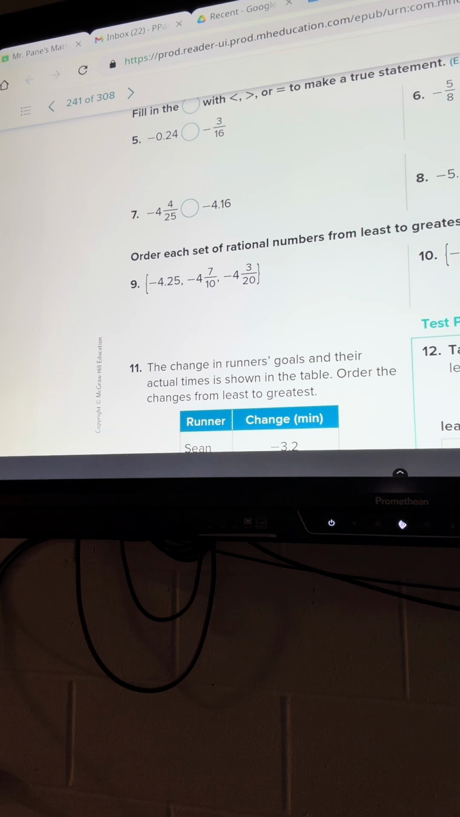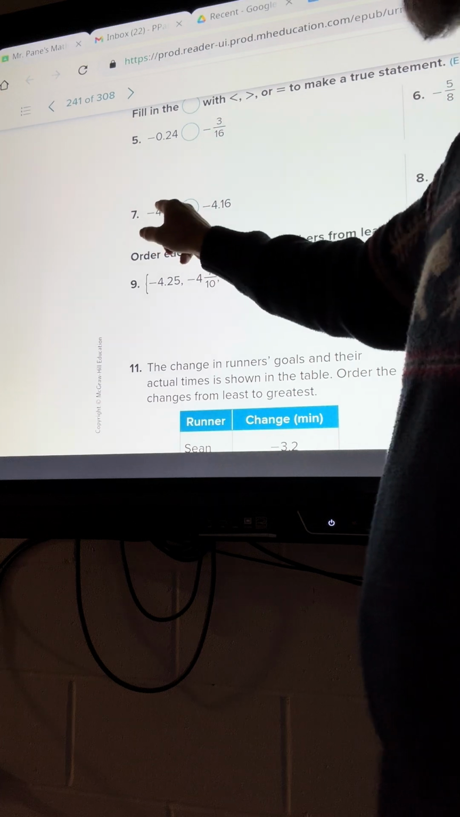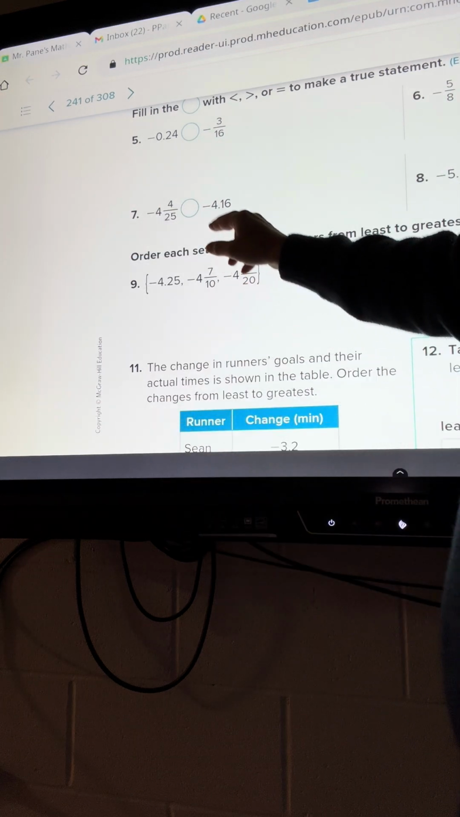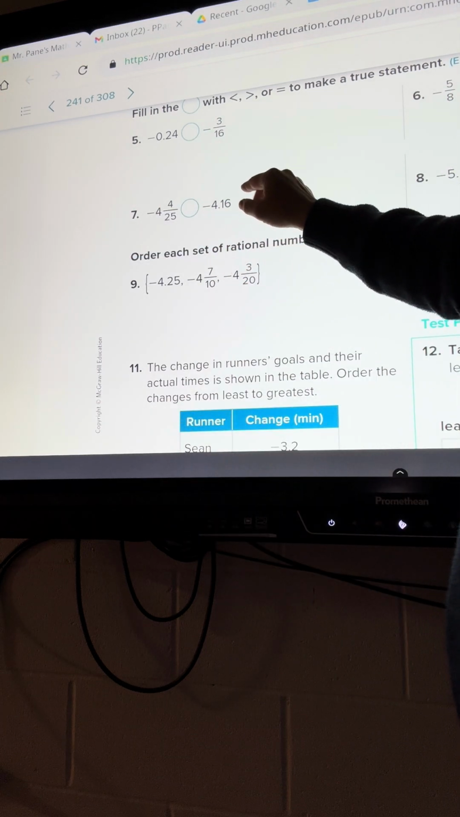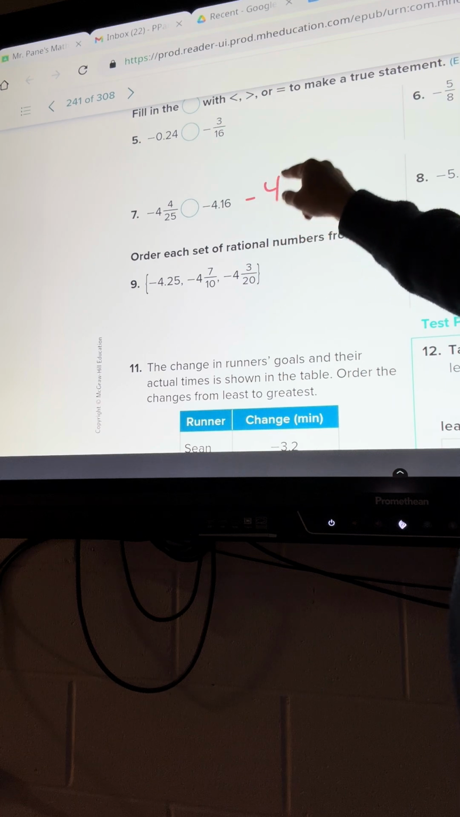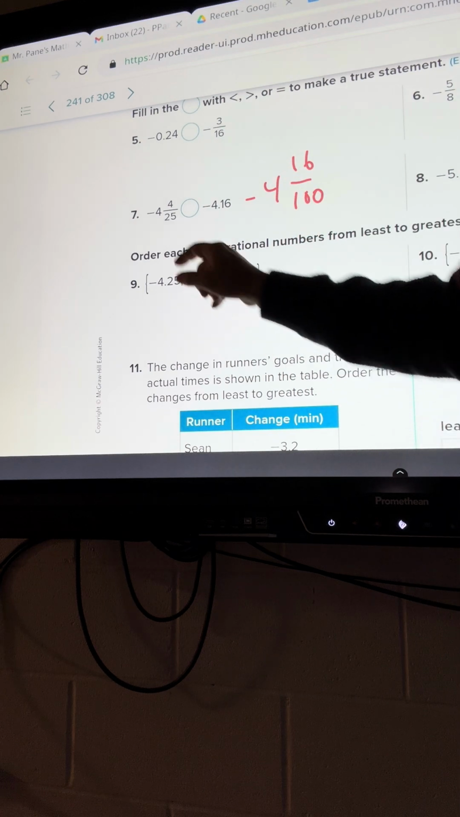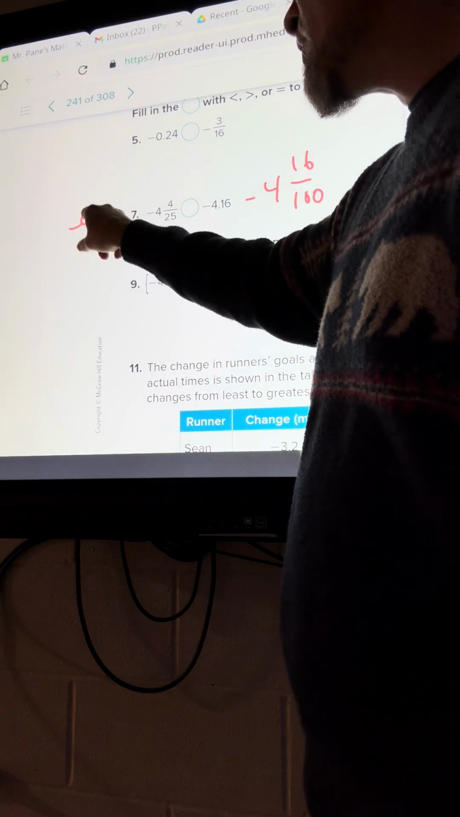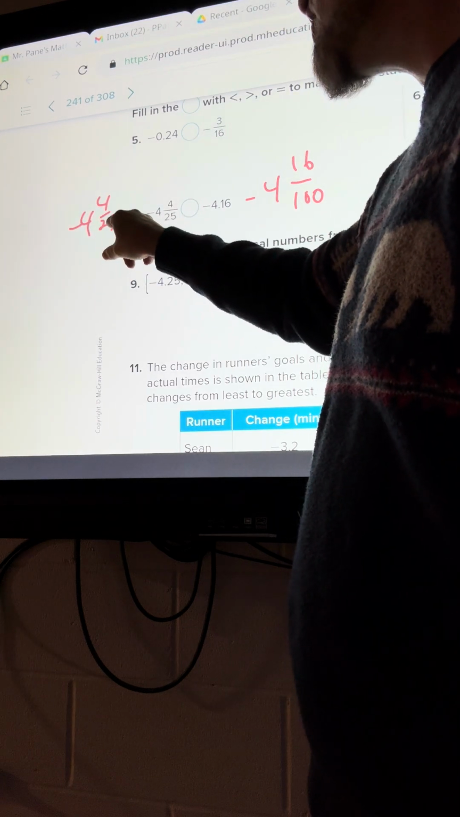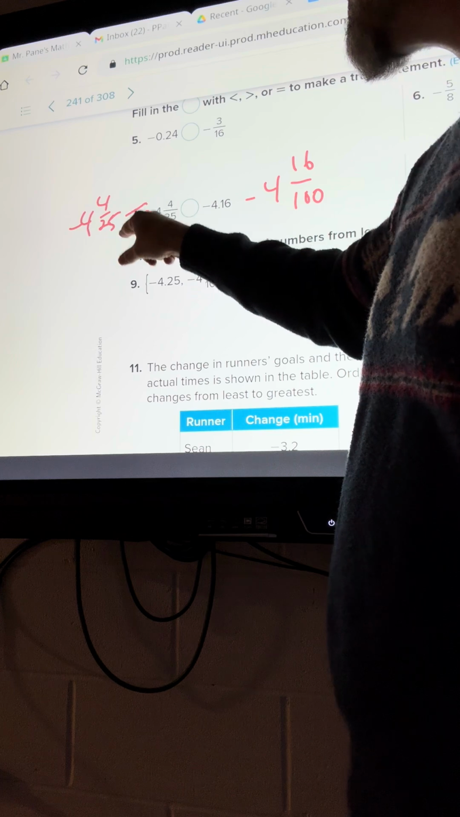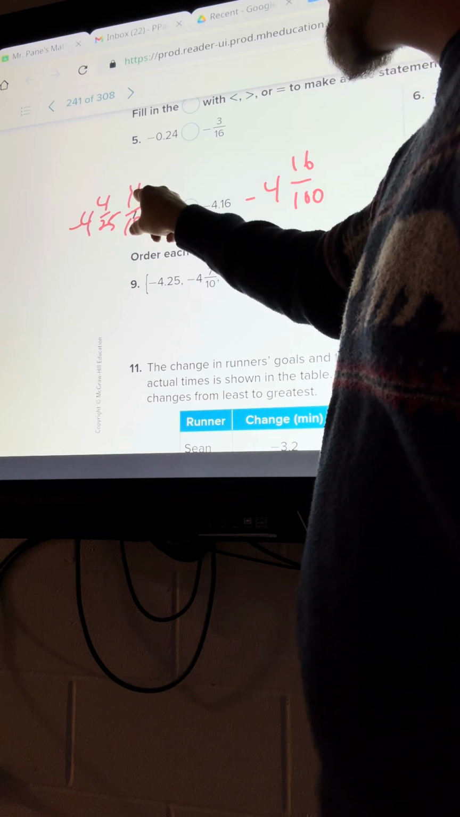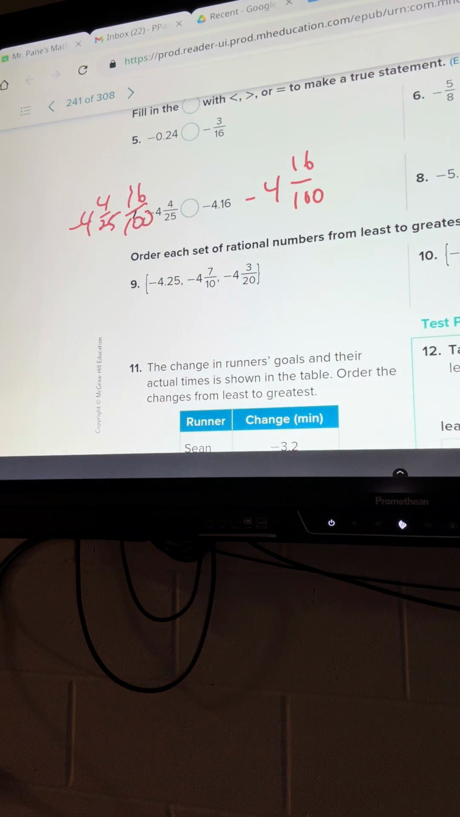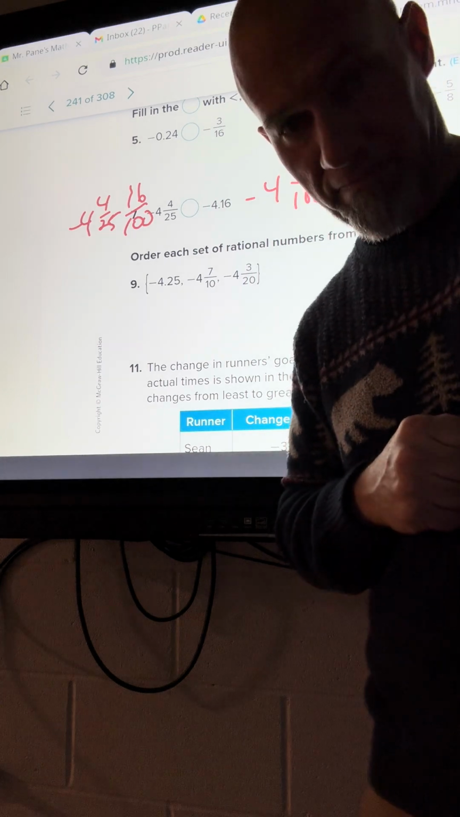Just as a little bit of a pointer for this one. So you have negative 4 and 4/25ths, and this one you have a mixed number. So you're going to want to convert that mixed number, and then you can change negative 4 and 4/25ths to hundredths. What does that mean?